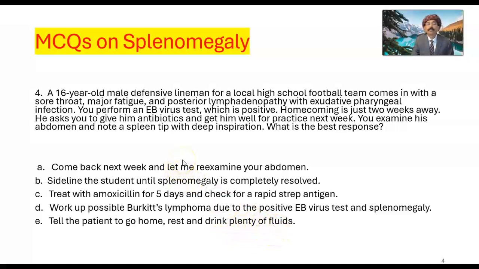So what is the best response for this 16-year-old male with positive EB virus test and enlarged spleen? Answer should be B. Sideline the student until splenomegaly is completely resolved. So the spleen is vulnerable to rupture in this patient, especially for some type of sports. So our choice is B. Sideline the student until splenomegaly is completely resolved.